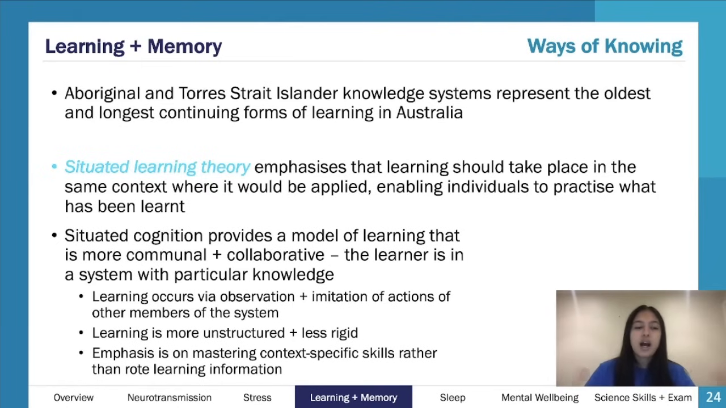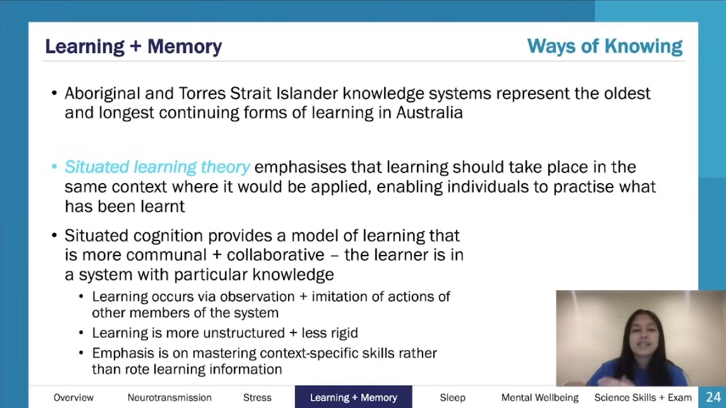So your ways of knowing ties into this idea of your social context. So rather, again, with your operant and your classical conditioning, where it's learning directly from consequences, those behavioral models, similar to observational learning, it's this idea of learning within a social context and the people around you. So these specific terms that we're going to look at are more relevant in this idea of the Aboriginal and Torres Strait Islander systems. So these are separate from your Western models of learning. And it's this idea of, you can talk about situated cognition, situated learning theory, but the emphasis here is very much on the learner is in the environment and they're learning in the environment that the things that they're learning are going to be applied, if that makes sense. So you can see this idea here, observing, imitating, this idea of observational learning.